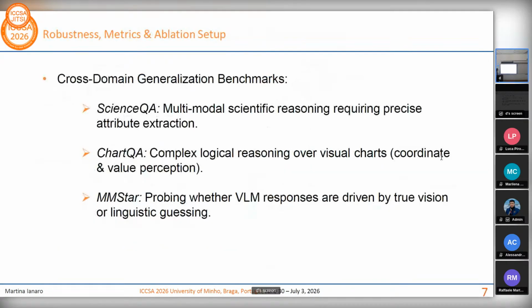Also, I used different benchmarks as a cross-domain generalization benchmark, to see if this approach makes sense also on other types of multimodal benchmarks that are more or less similar to the one that we created. So I tested on ScienceQA, ChartQA, and MMStar.